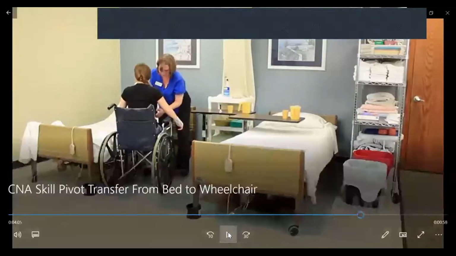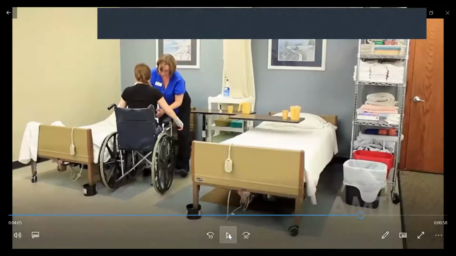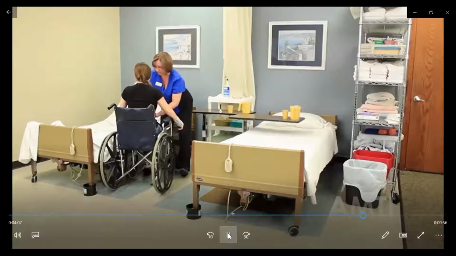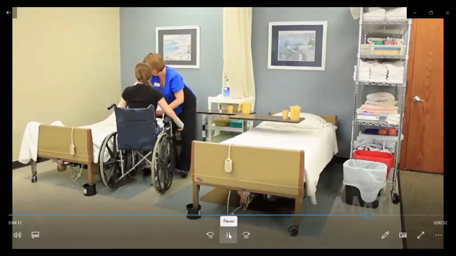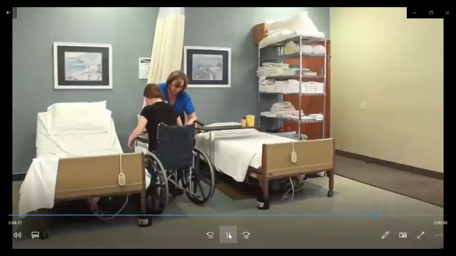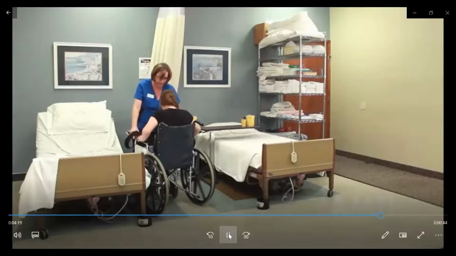Okay, so if you see here, we are not supposed to make them stand too much and put weight bearing on that. Just lift, turn and put them back in that particular position. Okay. I'm going to take the gait belt off. Can you scoot back in the chair a little bit? All right.